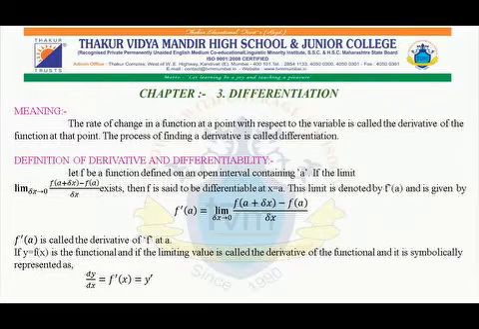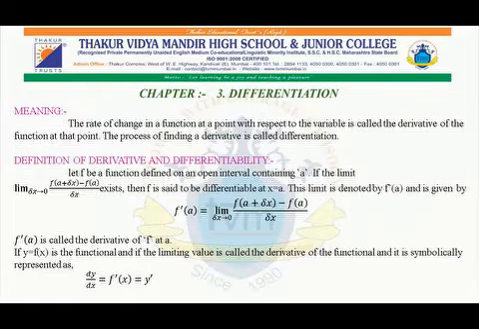If the limit as delta x tends to 0 of f of a plus del x minus f of a upon del x, where del x is the small change, this symbol is called del x, or we can also say delta x. So the limit as delta x tends to 0 of f of a plus delta x minus f of a upon delta x exists, then f is said to be differentiable at x equals a. This limit is denoted by f dash a.